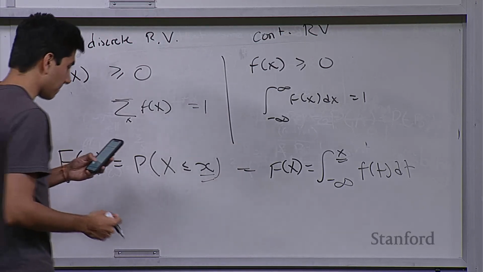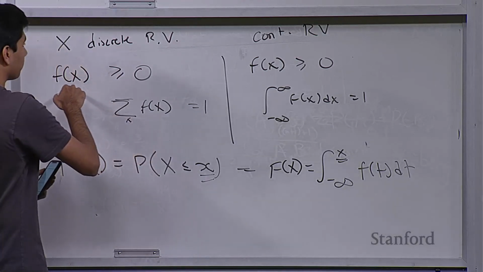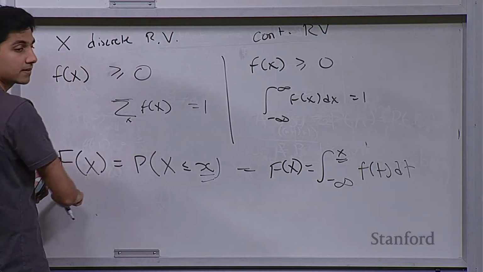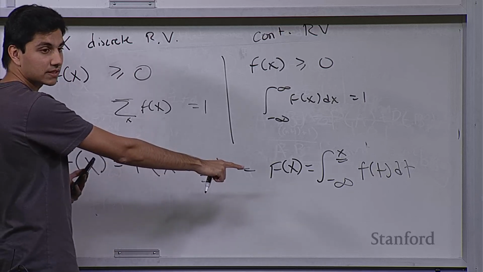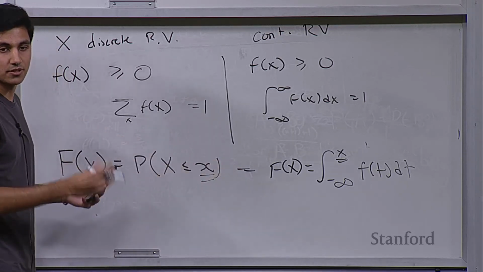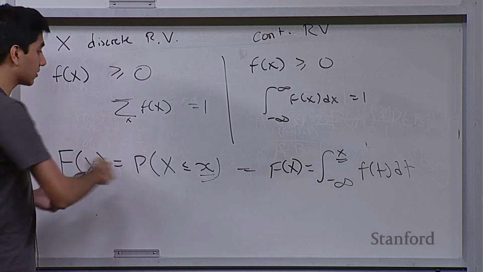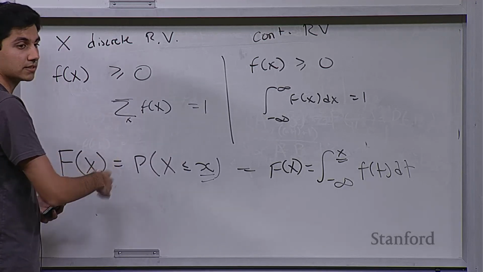Sweet. This also means that you can obtain the PDF by differentiating the CDF because of the definition of the CDF. Does that make sense? So those are kind of interesting identities. You can integrate the PDF to get the CDF, and you can differentiate the CDF to get the PDF.